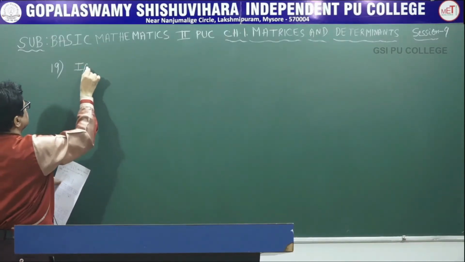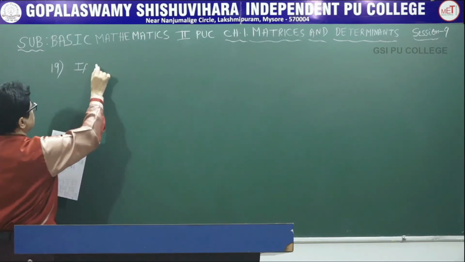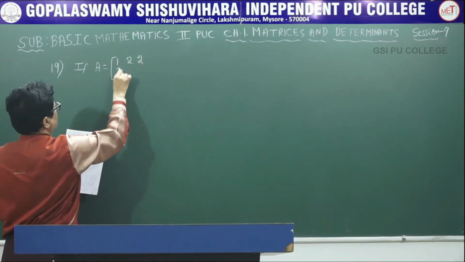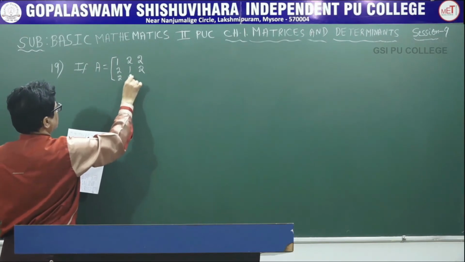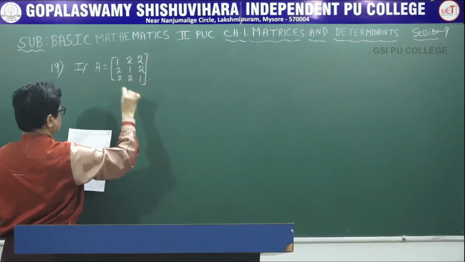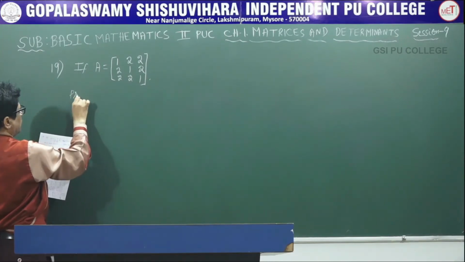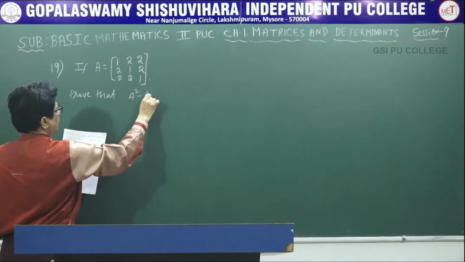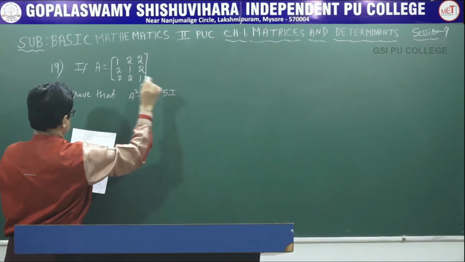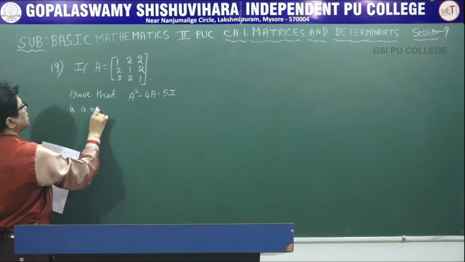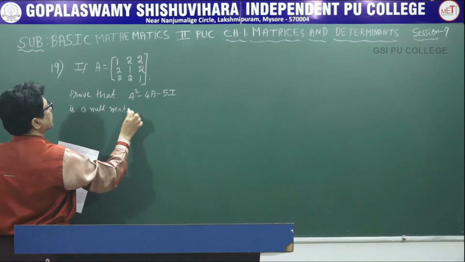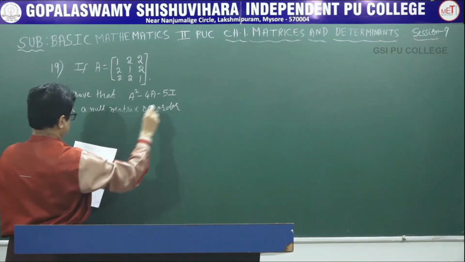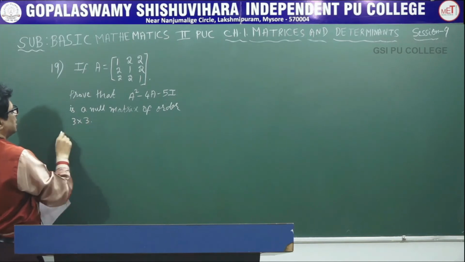Problem number 19. If A equals 1, 2, 2, 2, 1, 2, 2, 2, 1, prove that A square minus 4A minus 5I is a null matrix of order 3 into 3.